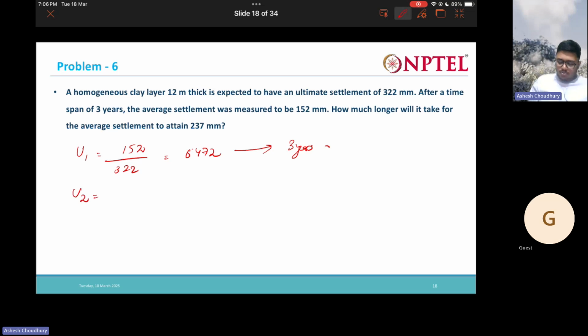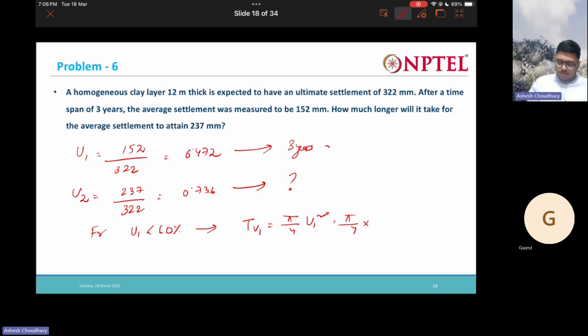We need to find out for 237. It is 0.736. 73.6% settlement happens in how many years? So this we need to find out. Again, for U1 less than 60%, you can use TV equal to pi by 4 U1 square. So this will give us pi by 4 into 0.472 square, that is 0.175.